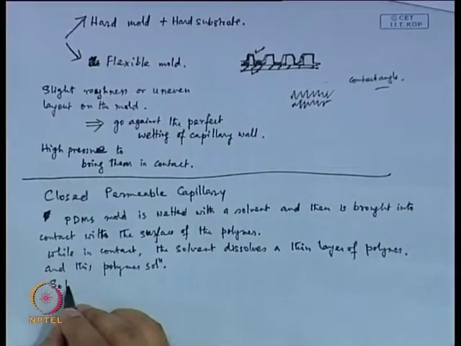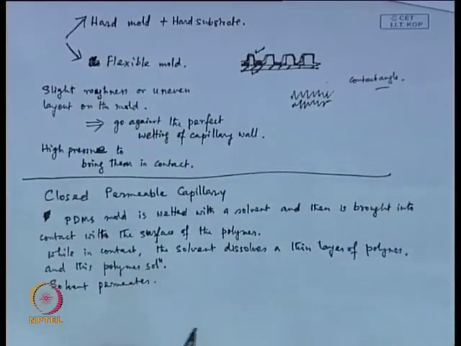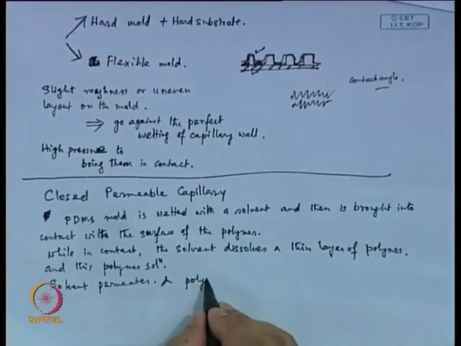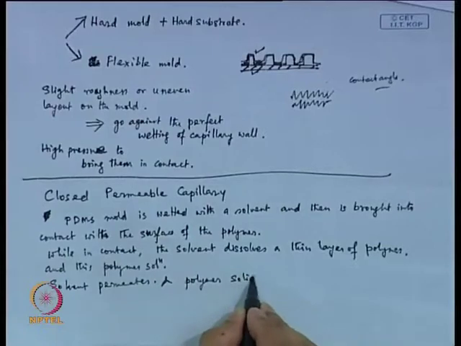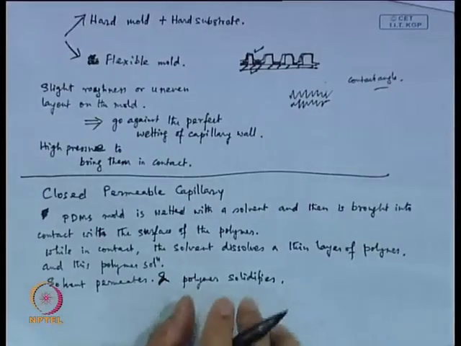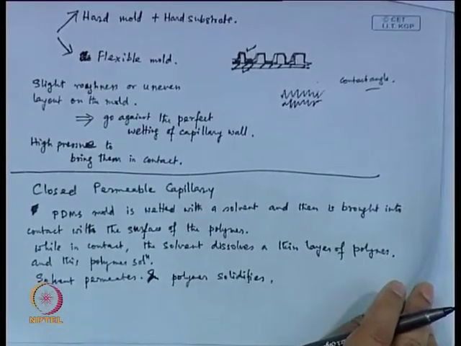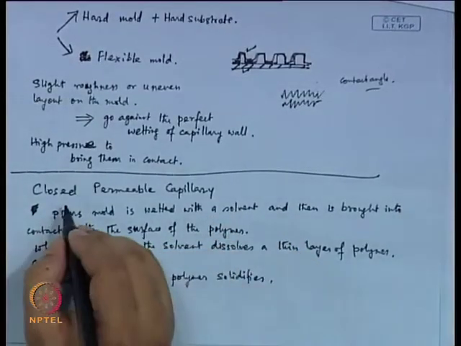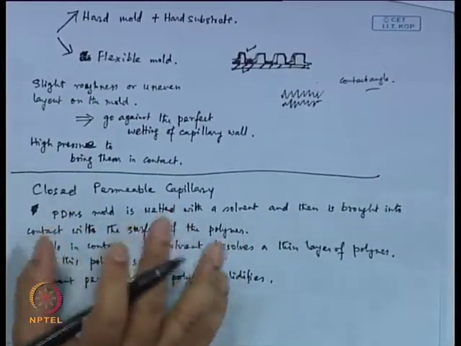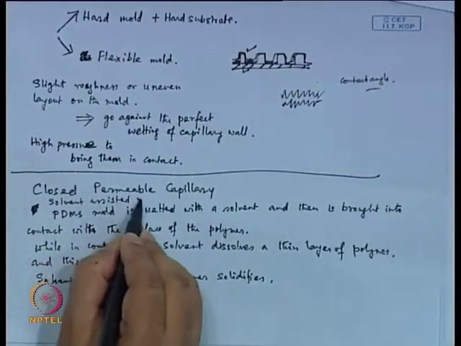Next, the solvent permeates by the mechanism that we said and polymer solution solidifies. Solvent permeates and polymer solidifies. So this is what you call solvent assisted molding. This is given the name solvent assisted molding.